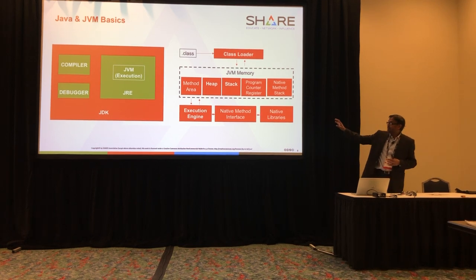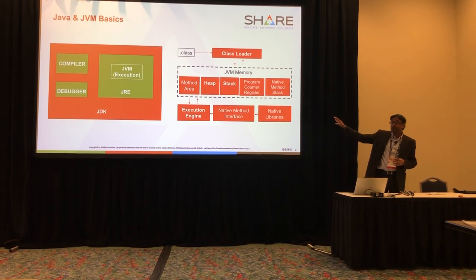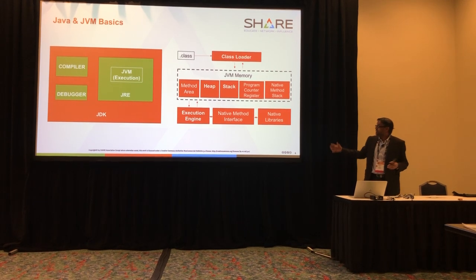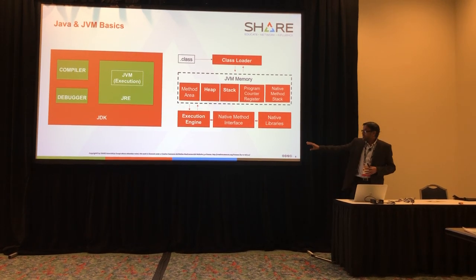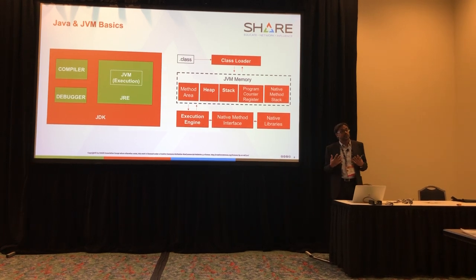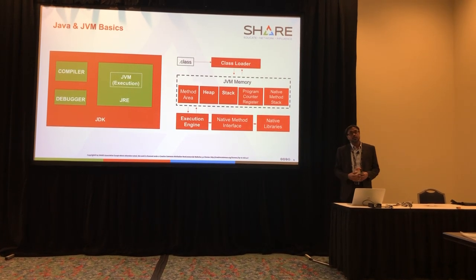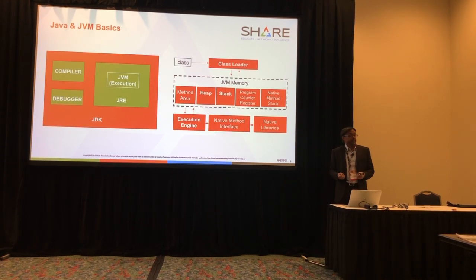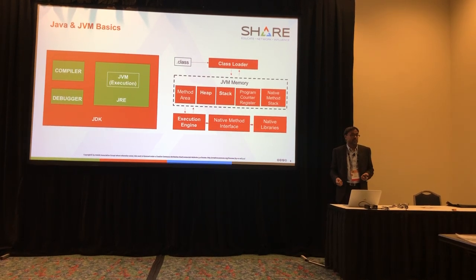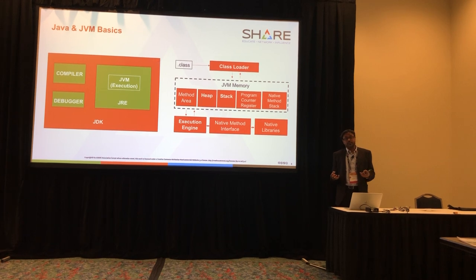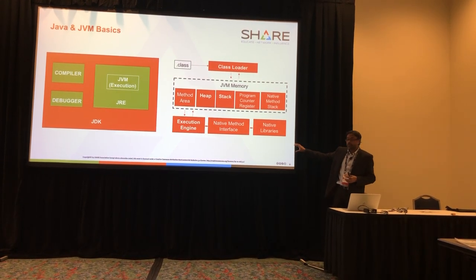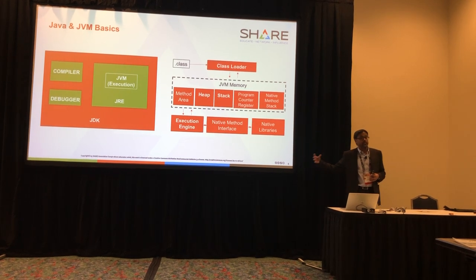So there are different areas like method areas, heap areas, stack areas, program counter registers, and native method stacks. Then you have an execution engine, and the execution engine can run native Java code. But people ask, what if I want to run something that's very platform specific and you can't run that in Java? So there is something called the Java Native Interface, JNI. These are interfaces for native code. You can run native libraries, or you can write your own.